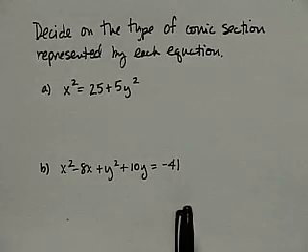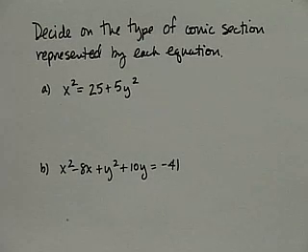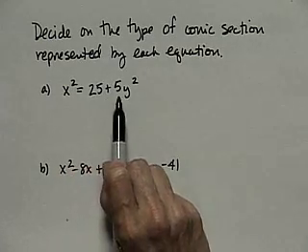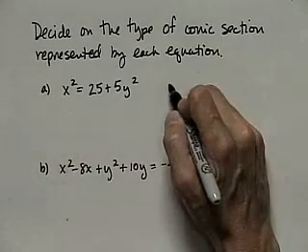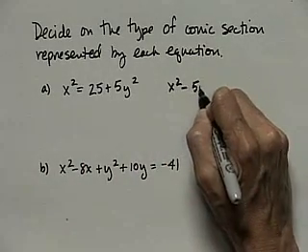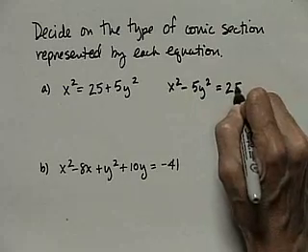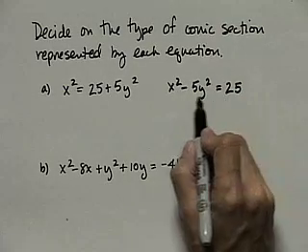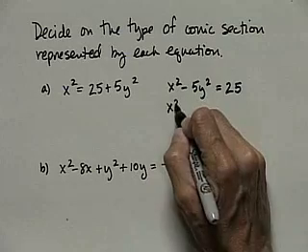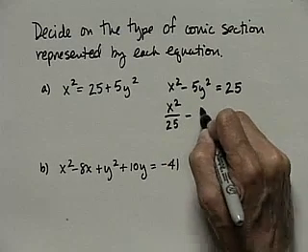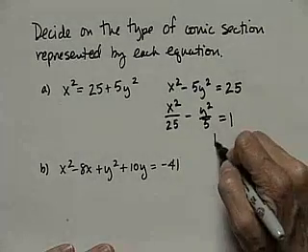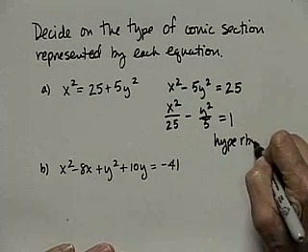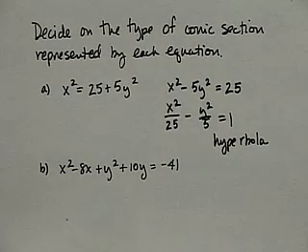Let's decide on the type of conic section represented by each equation. And the first one that we have is the equation x squared equals 25 plus 5y squared. If I subtract 5y squared from both sides of this equation, and then divide every part of the equation by 25, I see that this is the equation of a hyperbola.